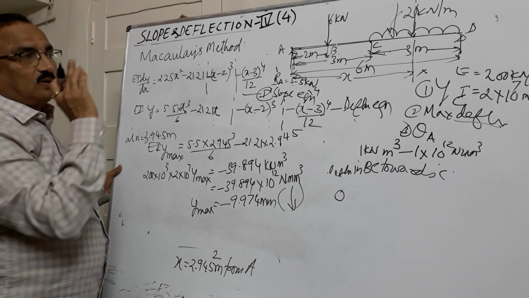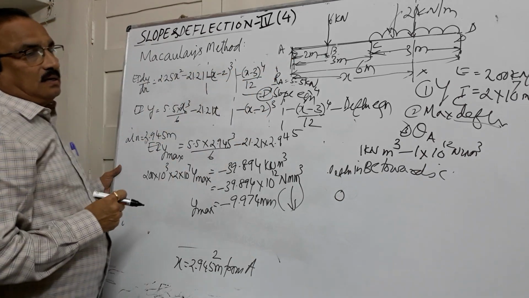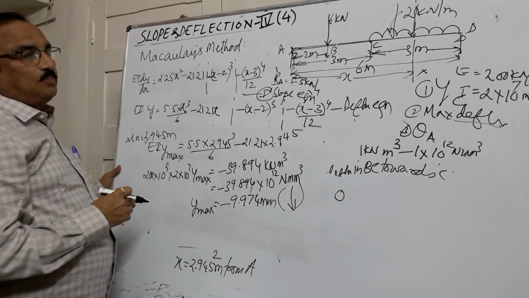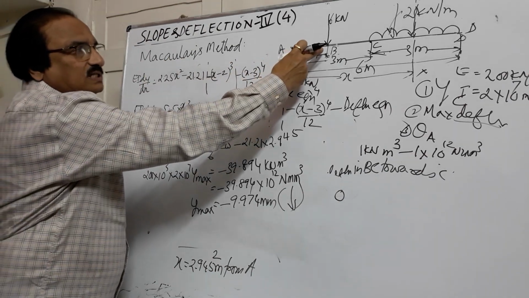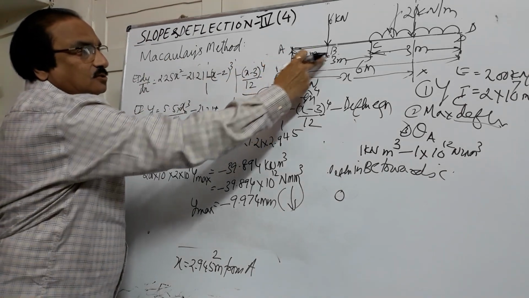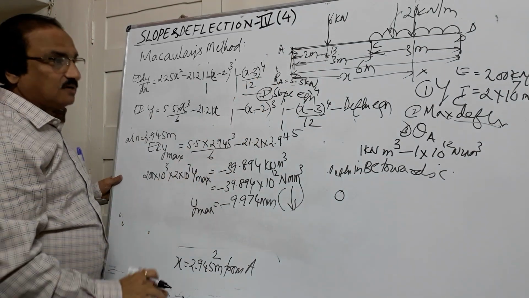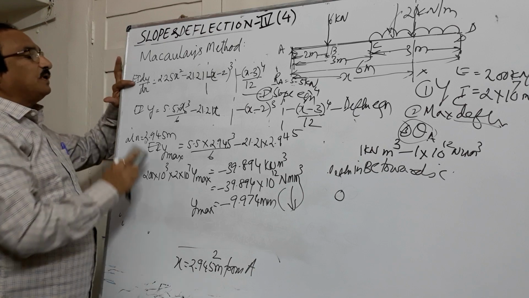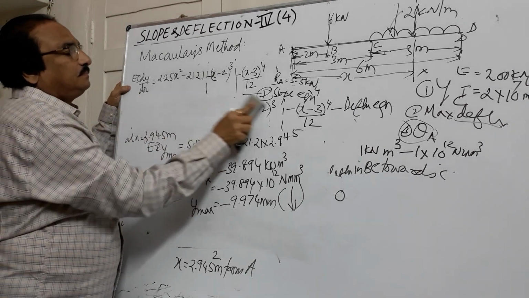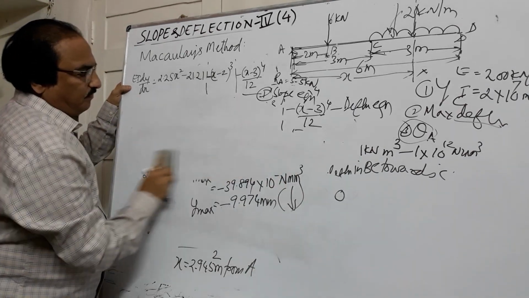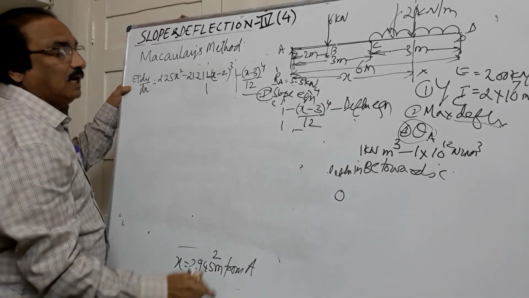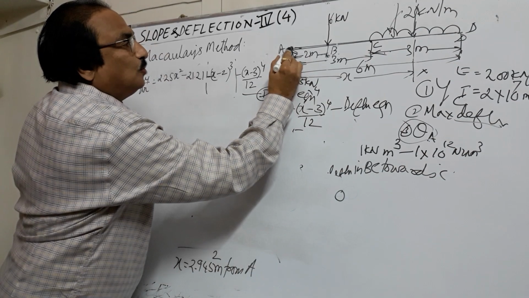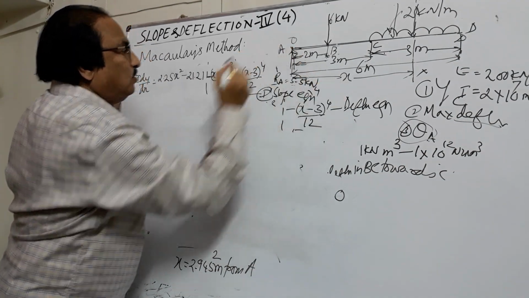So like this we have found out the deflection at C, the maximum deflection in the portion. Likewise you can find out the deflection at B also by substituting x is equal to 2 meters in the deflection equation. The third part that is asked is the slope. We have got the slope equation here, and you have been asked to find the slope at A. So when the slope is at A, the value of x will be equal to 0.